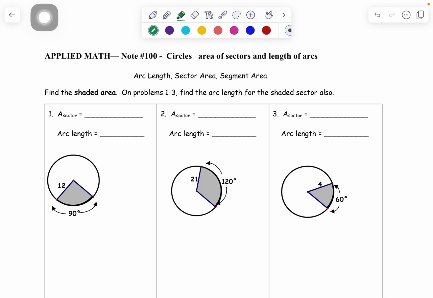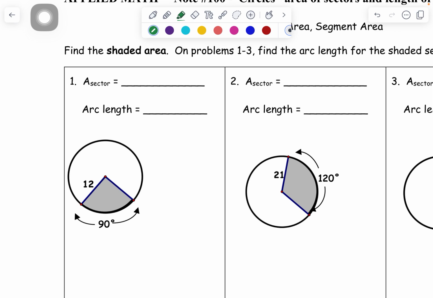All right, we're going to talk about notes 100 today, which is talking about areas of sectors and lengths of arcs. So what we're looking at here is circles, okay? But instead of going all the way around the circle and talking about circumference, we are only going to be talking about an arc length from two particular points on the circle. And then instead of talking about the entire area of the circle, covering the whole circle, we're just going to be talking about a little piece of it, what's called a sector, some portion of the circle.